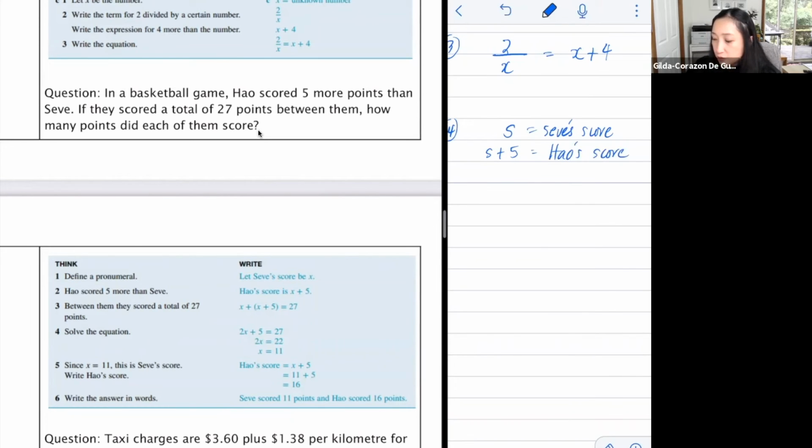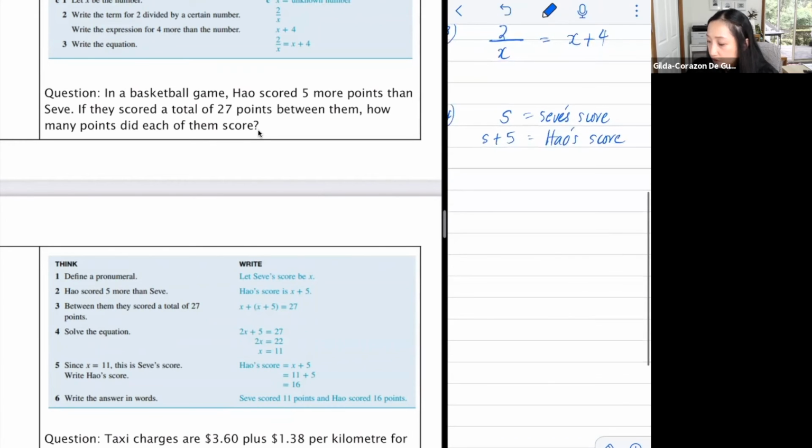If they scored a total of 27 points between them, how many points did each of them score? So now you need to add both of them together. You can put S plus 5 into brackets just so you know that this is Howe's score, right? And that's equal to 27, right? And now we can say that's 2S plus 5 equals 27. And if we minus 5 on both sides, then we get 2S equals 22. And S must be 11.